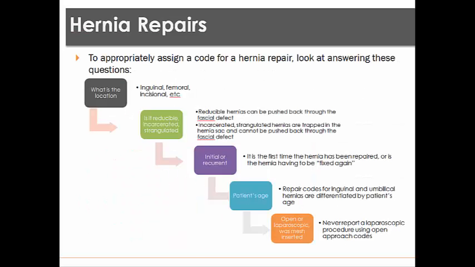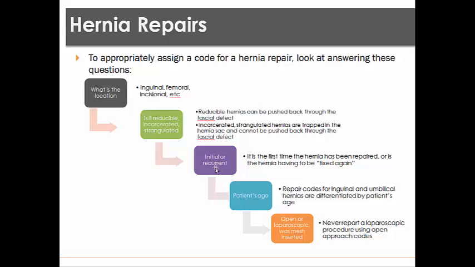Now, hernia repairs. To appropriately assign a code for hernia repairs, the coder really needs to answer a couple of questions. What is the location of the hernia? Is it inguinal, femoral, incisional, umbilical? Is it reducible, incarcerated, or strangulated? Reducible hernias can be pushed back through the fascial defect, whereas incarcerated and strangulated hernias are trapped within the hernia sac, so they can't be pushed back.